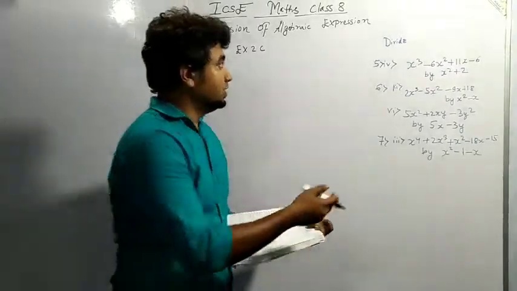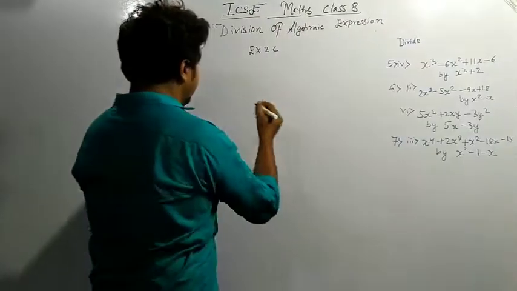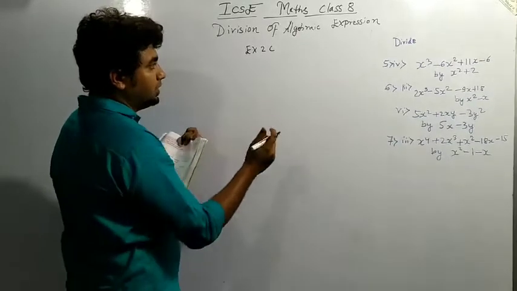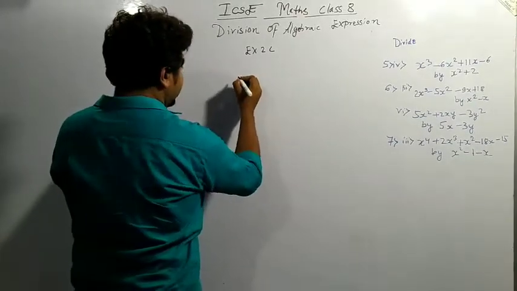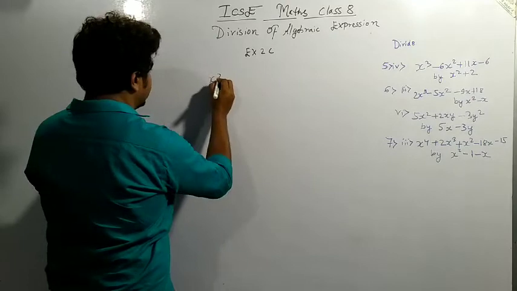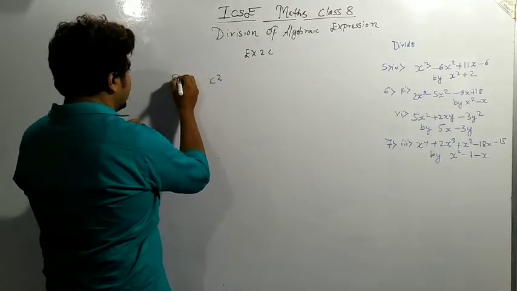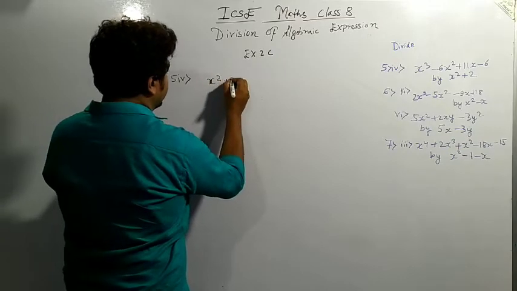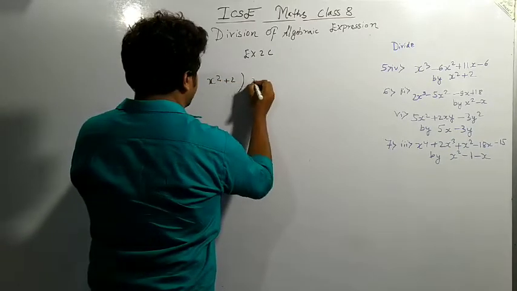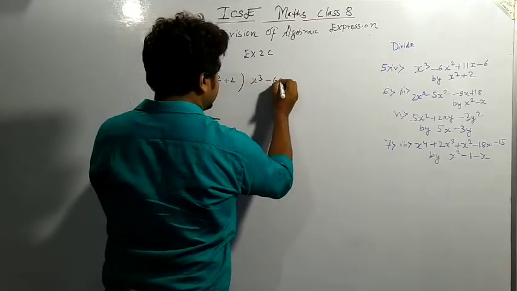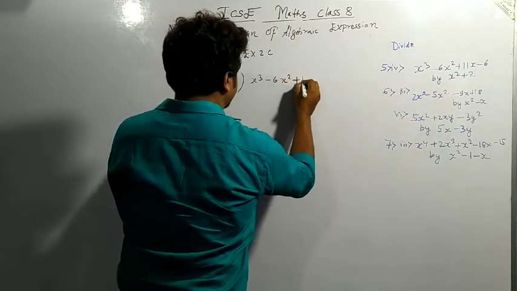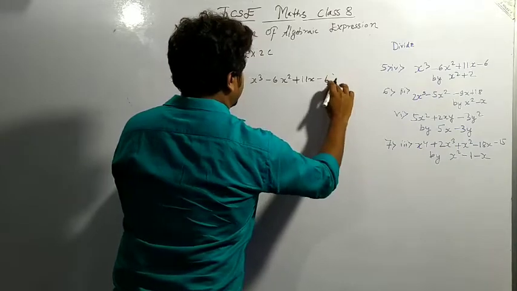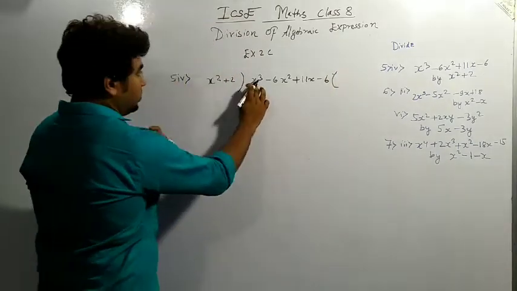So the first question is 5(iv). It is given: divide x cube minus 6x square plus 11x minus 8 by x square plus 2. So x square plus 2 is the divisor. We have to divide x cube minus 6x square plus 11x minus 6 by it. What do we have to make first?